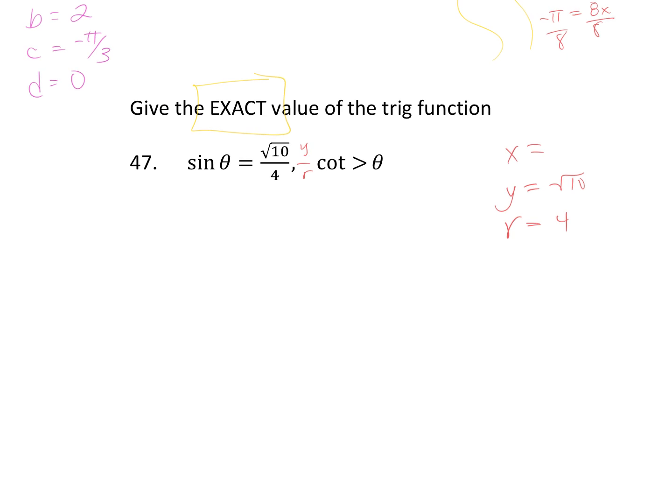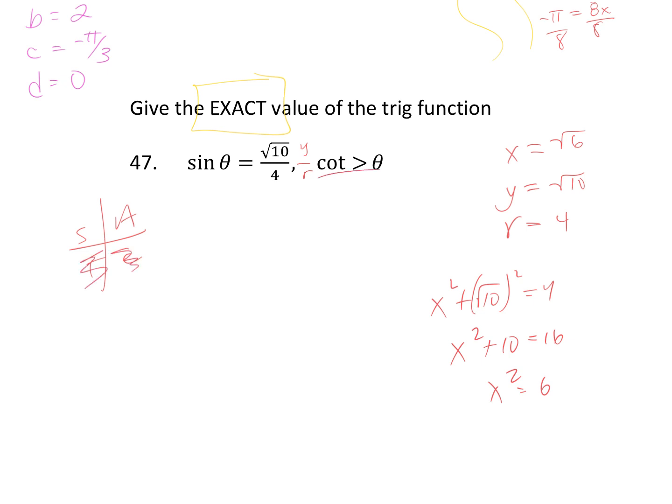A squared plus B squared, so X squared plus the square root of 10 squared equals 4 squared. So X squared plus 10 equals 16. X squared equals 6, so X is the square root of 6. Now, sine is positive, so think about this. If sine is positive, it could possibly be in quadrant 1 or 2. That second piece of information, cotangent, which also means tangent, is positive. That means your angle is in quadrant 1.